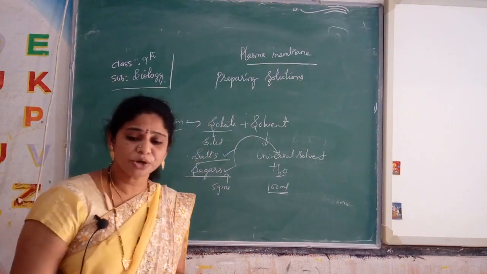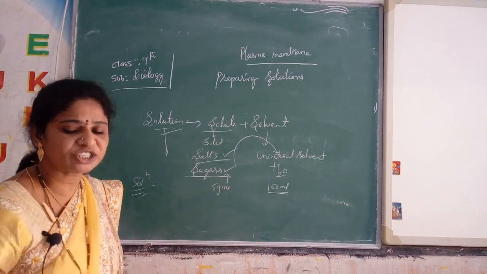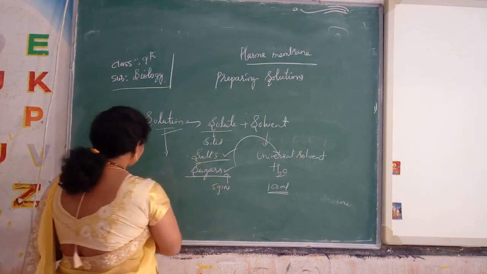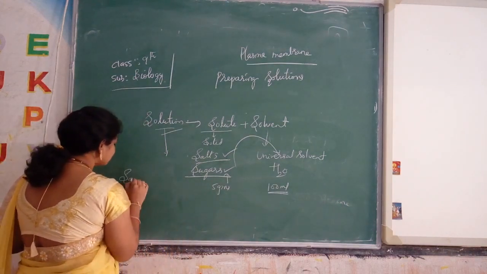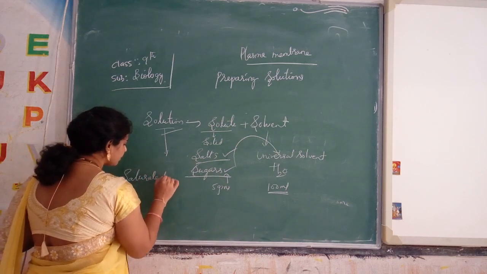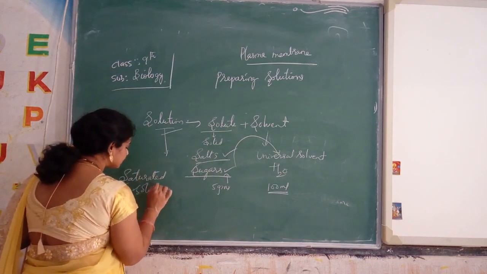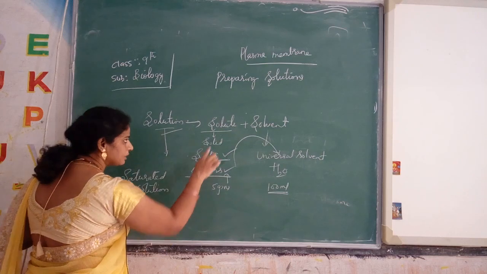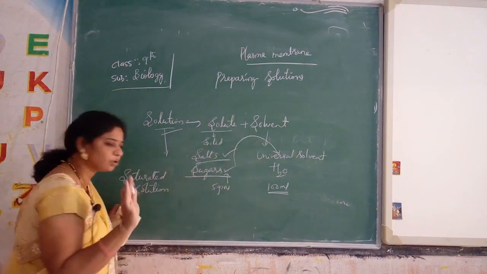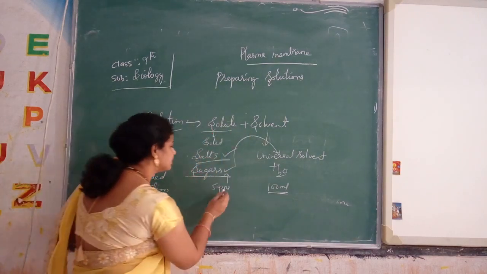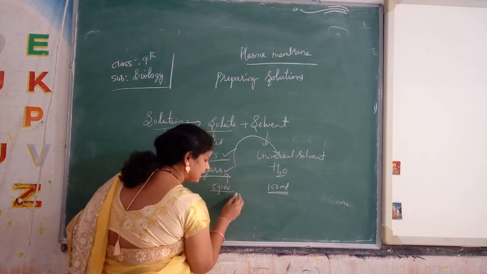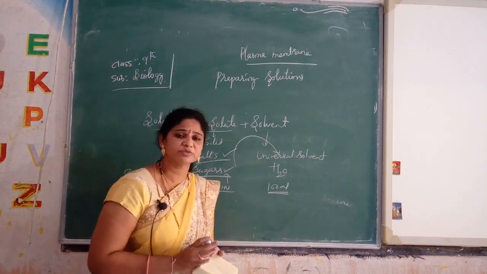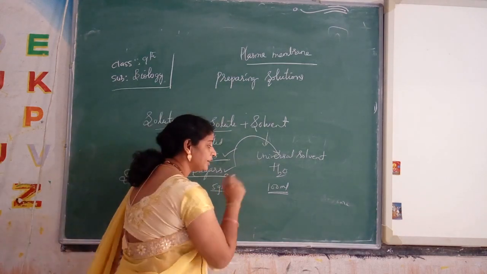Okay? Solute and solvent. Another one is the preparation of saturated solution. What is meant by saturated solution? See here, solution is nothing but a mixture of solute plus solvent, which is called a solution. Saturated solution means, see here, I have taken only 5 grams of sugar in 100 ml of water.